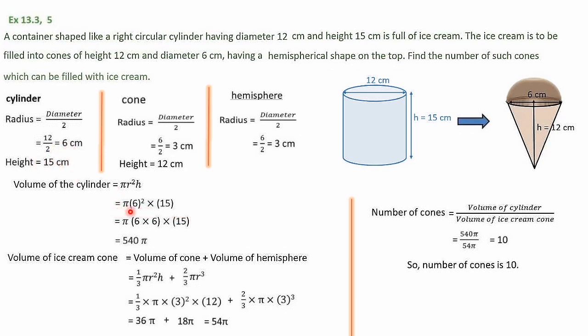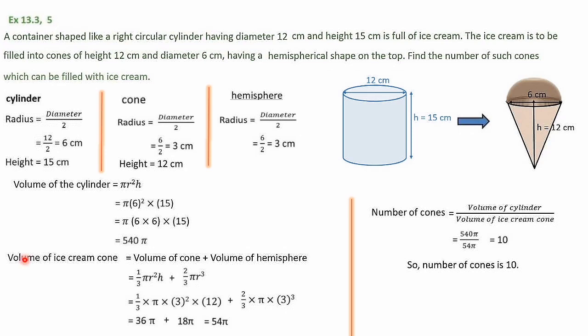So pi, you no need to substitute now. Let's keep it. That is pi into 6 square, that is 6 into 6 into 15. So when you multiply 6 into 6 into 15, we will get 540 pi. I request all of you to multiply this on the right side of your notebook. Please do not copy. 6 into 6 into 15, you will get 540 pi.